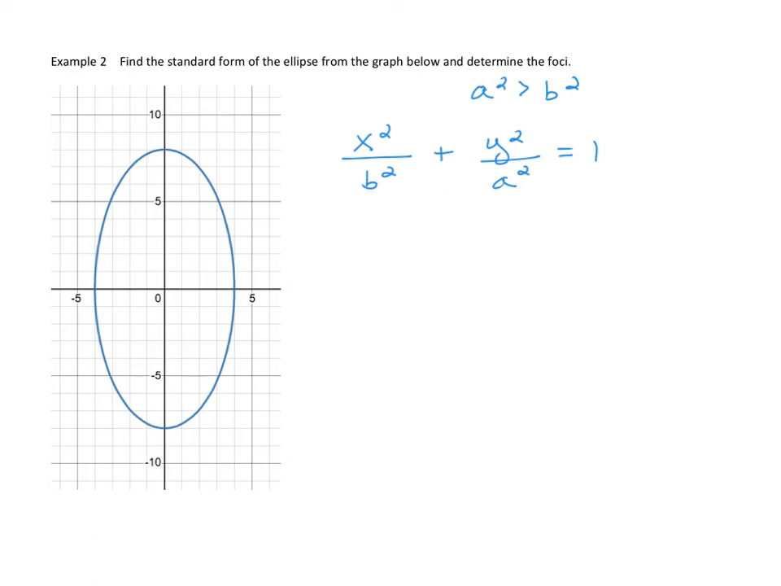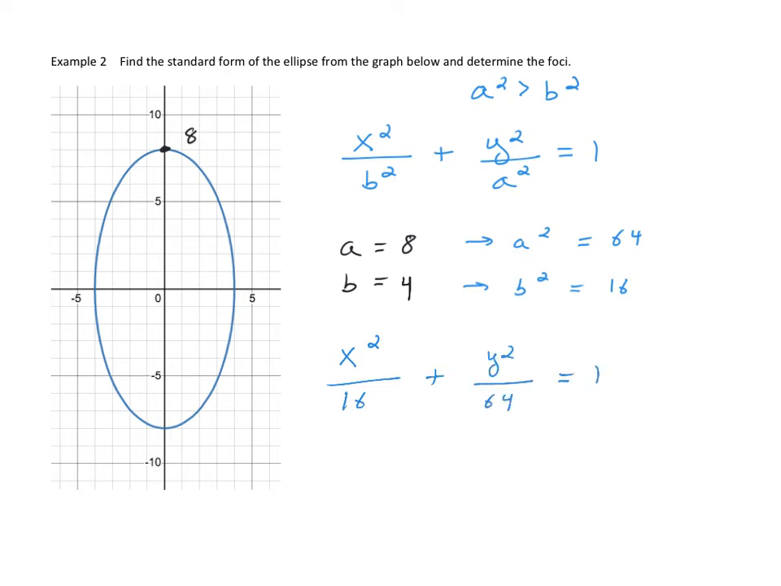So the question is, what is a and what is b? Like, what are those two things? a is going to be the distance from here up to here, and that spot here is 8, so a is equal to 8. b is the distance from here to here, which appears to be 4. Now, on the equation, I want to square both of these numbers. We want to use a squared and we want to use b squared. So a squared is 64 and b squared is 16. Therefore, the equation is x squared over 16 plus y squared over 64 is equal to 1.